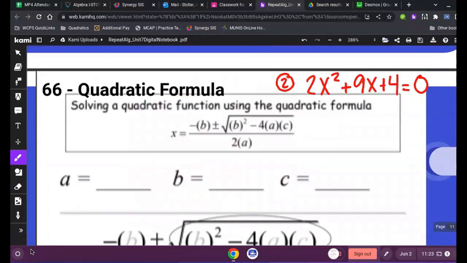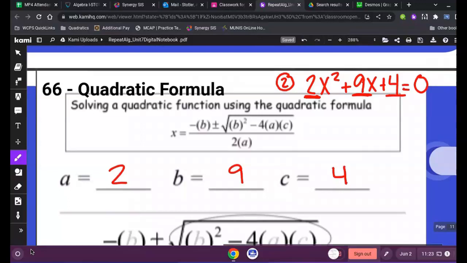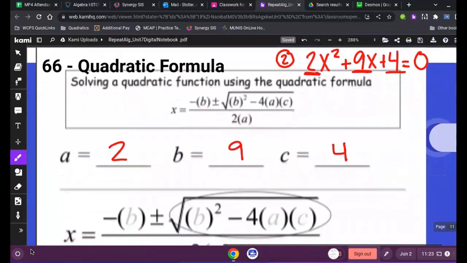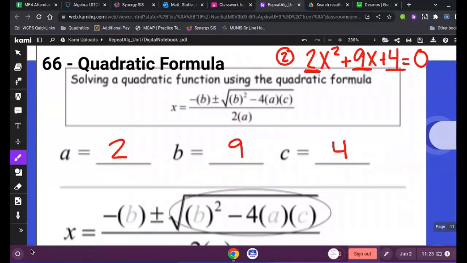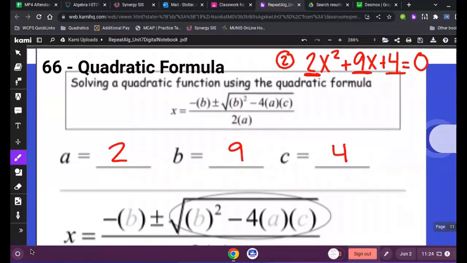All right, so the equation for number 2, 2x to the second power plus 9x plus 4 equals 0. Just like the last one, we're going to identify the a, the b, and the c. The a is the first number, so a is equal to 2. B is the second number, 9. C is the third number, 4. And now we just fill in the 2, the 9, and the 4 into the quadratic formula. It tells us which numbers to place in the parentheses.